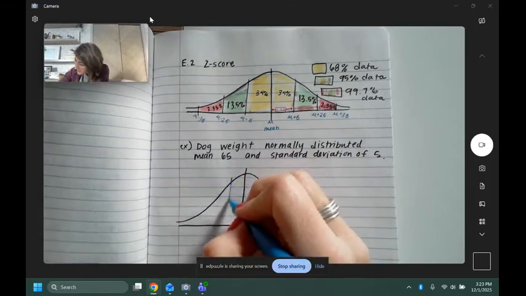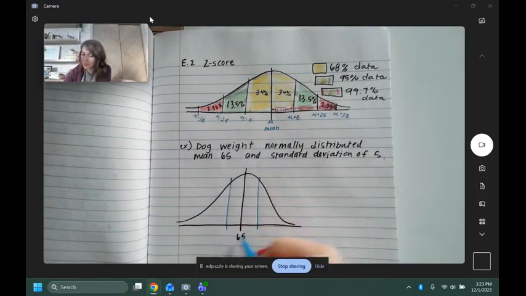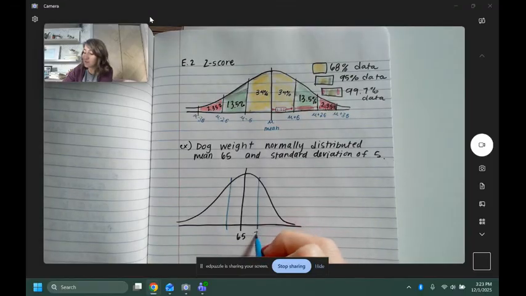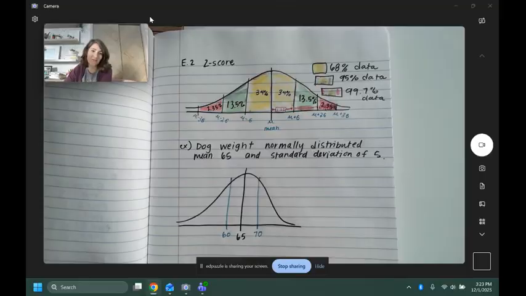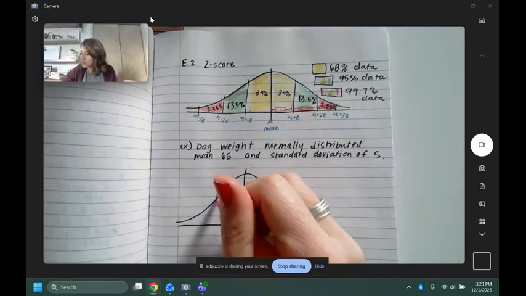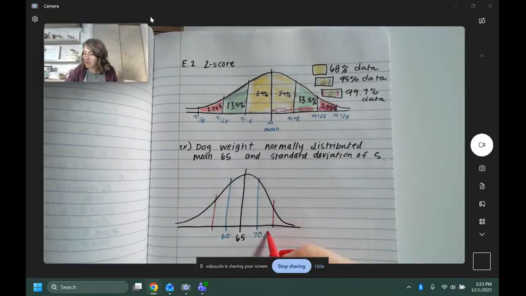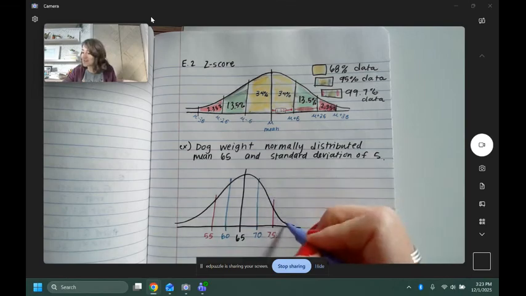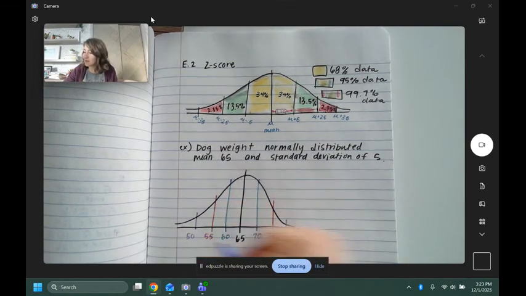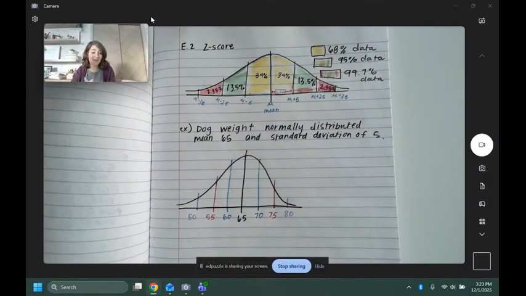So the next line away is going to be 5 away from 65. So 65 plus 5 and 65 minus 5. Your next line, 2 standard deviations away from the mean, is going to be 5 above and 5 below. And your next line, 3 standard deviations away from the mean, is going to be 5 below and 5 above. Okay? So this is my spread of dog weight. Now I can ask a bunch of questions about what percentage of dogs would lie where. Starting with some nice ones.